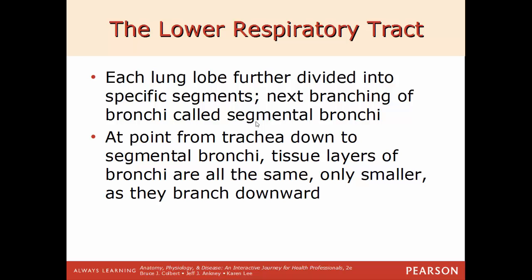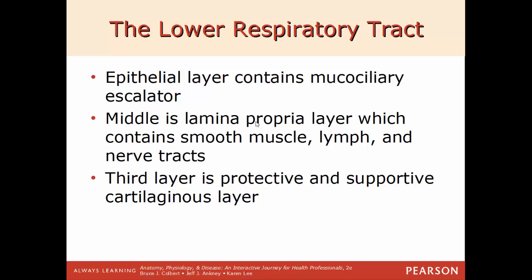So, going from the trachea down to the segmental bronchi, the tissue layers of the bronchi are all the same, just smaller. They get progressively smaller and smaller as you get further down into the bronchial tree. The epithelial layer will contain the mucociliary escalator. The middle layer is the lamina propria, which will contain the smooth muscle and the lymph and nerve tracts. And the third layer is the protective and supportive cartilaginous layer. So from the trachea all the way down to the segmental bronchi, it's the same setup, just smaller and smaller.